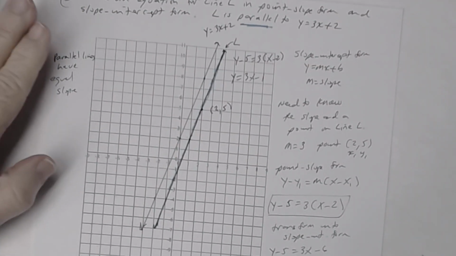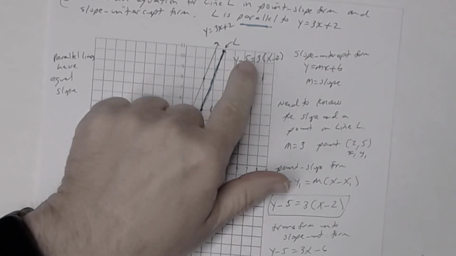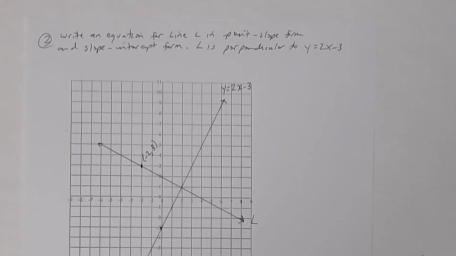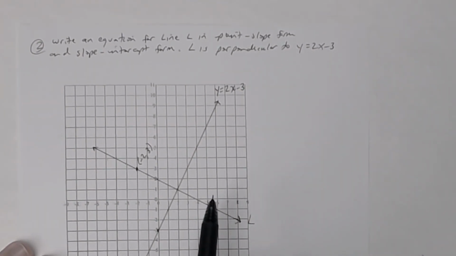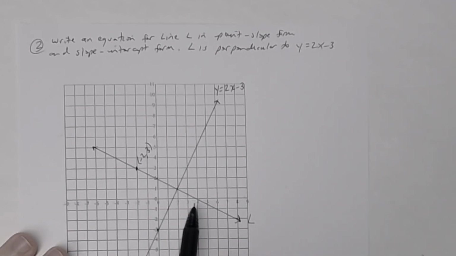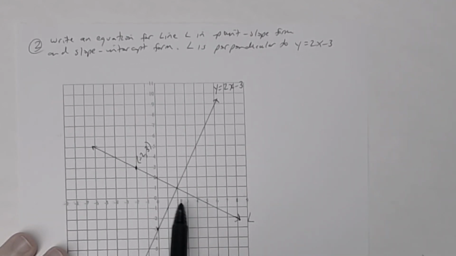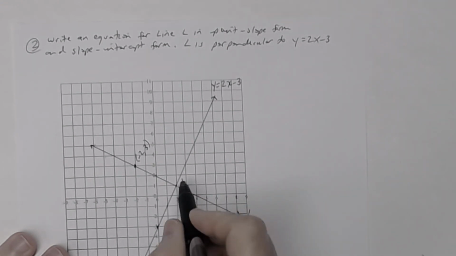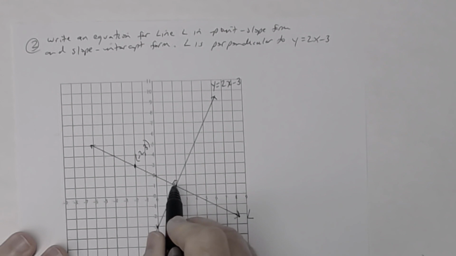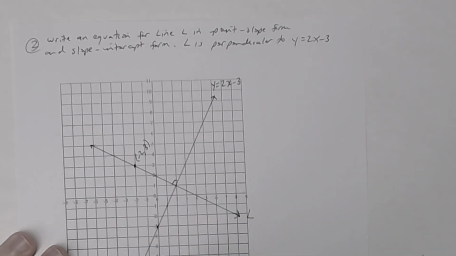Now, notice number 1 dealt with parallel lines. So remember, parallel lines have the same slope. Now the next one has to do with perpendicular lines. And one of the things you need to remember is that when two lines are perpendicular, they intersect at right angles. So this intersection right here is 90 degrees. So 90 degrees, 90 degrees, 90 degrees, 90 degrees. So they intersect at right angles.